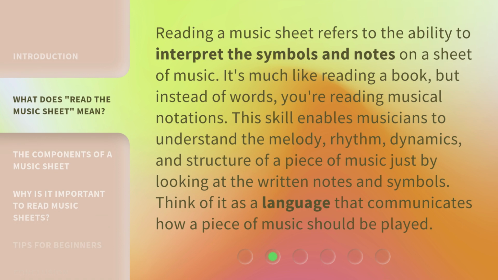Reading a music sheet refers to the ability to interpret the symbols and notes on a sheet of music. It's much like reading a book, but instead of words, you're reading musical notations. This skill enables musicians to understand the melody, rhythm, dynamics, and structure of a piece of music just by looking at the written notes and symbols. Think of it as a language that communicates how a piece of music should be played.